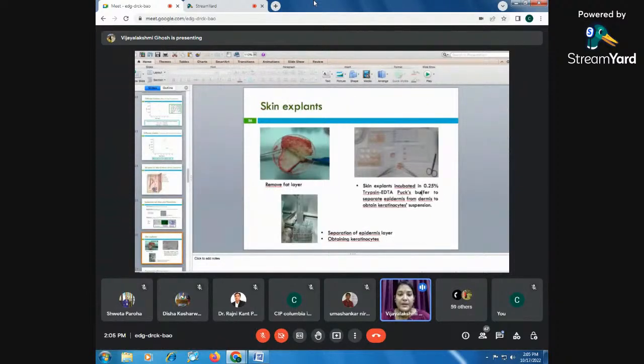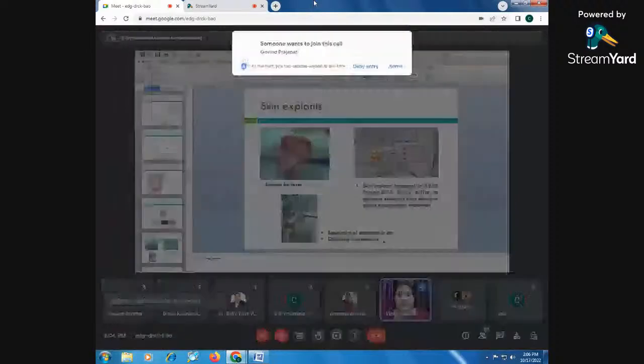As I discussed, we obtained the skin explants from the volunteers after their plastic surgery. First we removed the fat layer. Then the skin explants were placed in 0.25% trypsin EDTA Puck's buffer to separate the epidermis from the dermis and to obtain the keratinocytes. These keratinocytes were used for the cytotoxicity study.